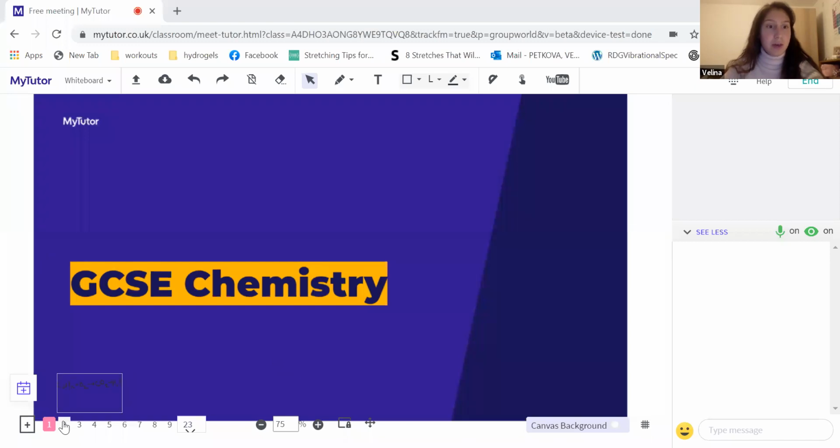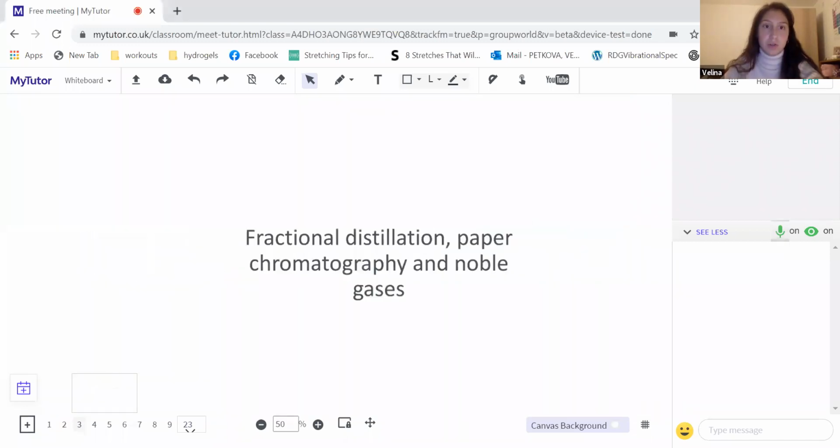So we will be moving on to do some fractional distillation, covering some other separation methods, which consist of fractional distillation, paper chromatography, and the noble gases, as well as covering some basics on electronic structure.